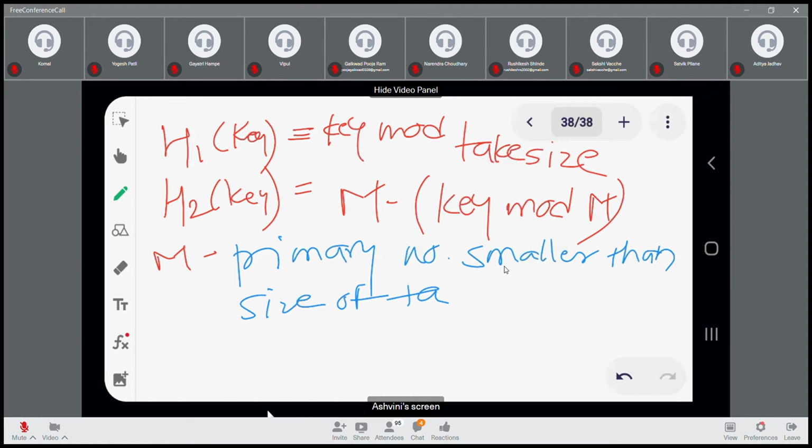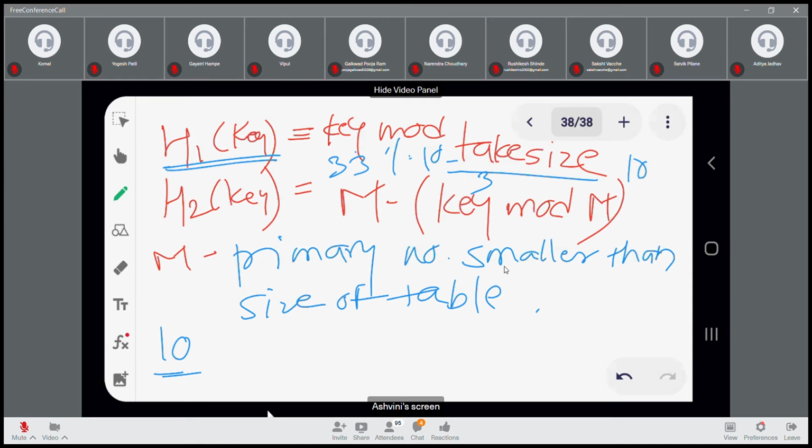Now what is meant by this? Suppose your table size is 10. In your first hash function H1 key, when you find your simple key without collision, it is key mod 10. Suppose my number is 33. So I can simply apply 33 mod 10, that is, my index is 3.